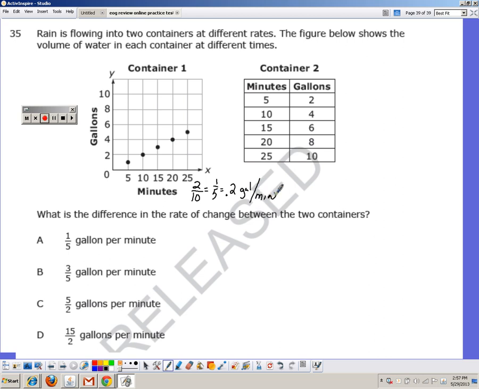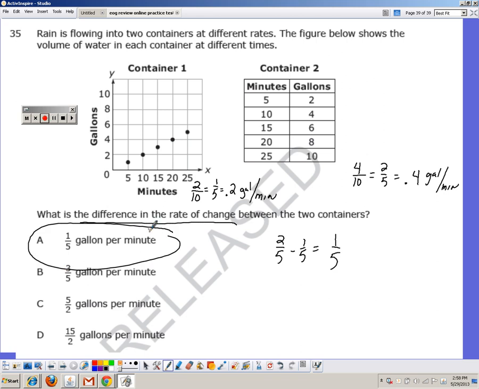If we look on this side, we can use any point since it's constant. I'm just going to do 4 over 10, which equals 2/5, or 0.4 gallons per minute. And they ask you, what's the difference between the 2? To find the difference, all you've got to do is subtract 2/5 minus 1/5. That gives us 1/5. So the difference in rate of change between the 2 is 1/5 gallon per minute.